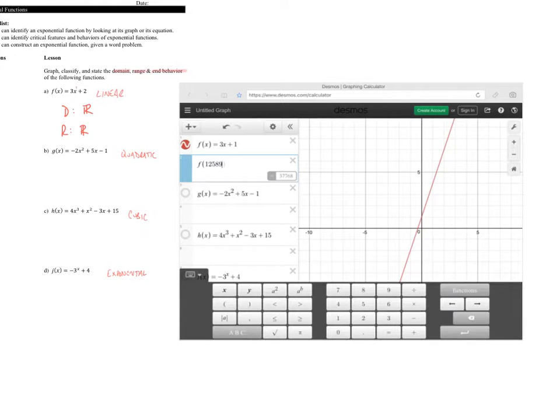Remember, range is up and down, domain is left to right, and range is the numbers we get out of it. Domain is the numbers we put into it. Okay, so now let's talk about end behavior.